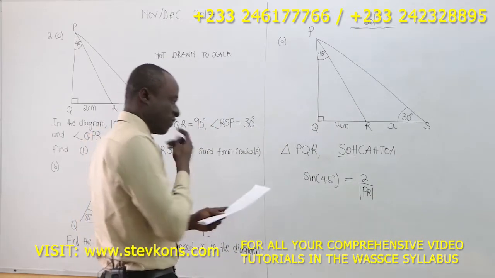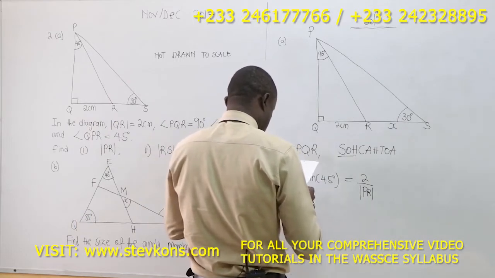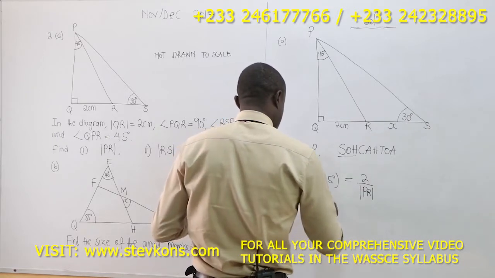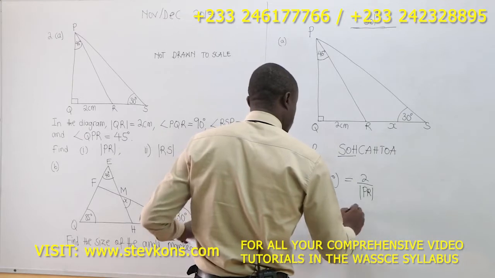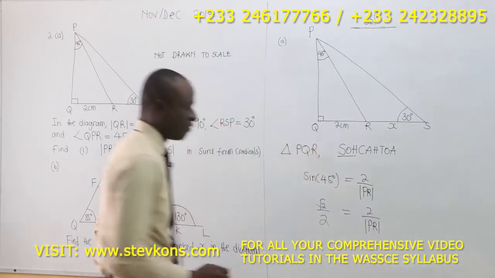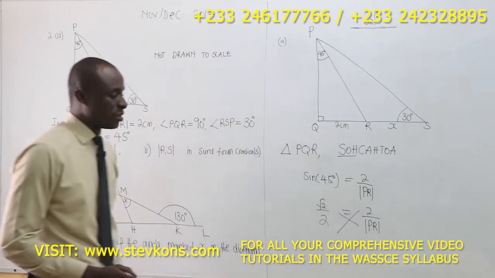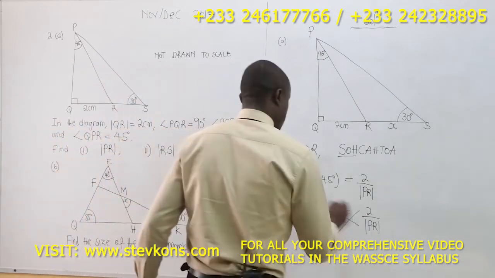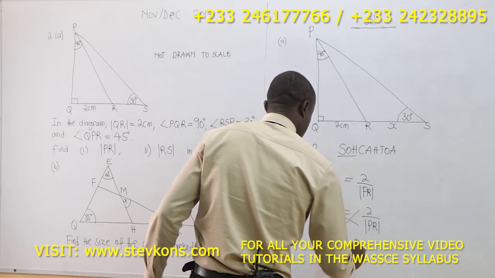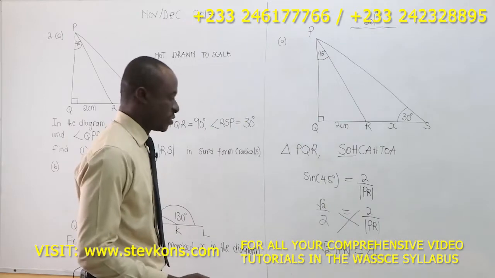Using the calculator, sine 45 is the same as root 2 out of 2. So you have root 2 out of 2 equal to 2 over PR. From here, what do we do? We can cross multiply. So root 2 times PR, and 2 times 2, that's 4 when you cross multiply.